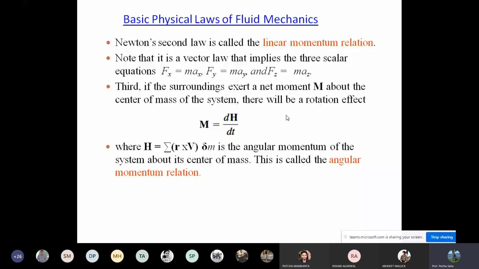There will be a rotational effect, where rotation is given by dH/dt. The momentum is given by dH/dt, where H is the angular momentum of the system about the center of mass. So this is called the angular momentum relation. So the first is the conservation of mass, second is the linear momentum relation, and the third is the angular momentum relation. What is fourth?